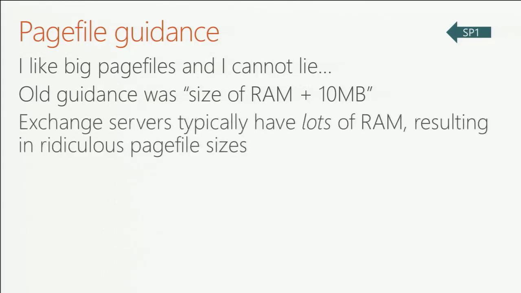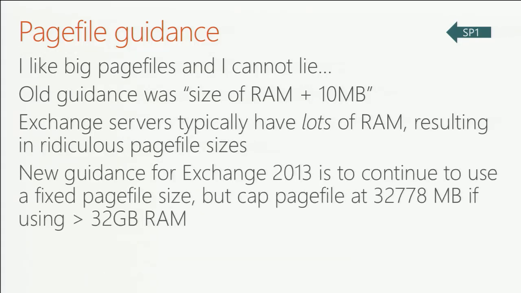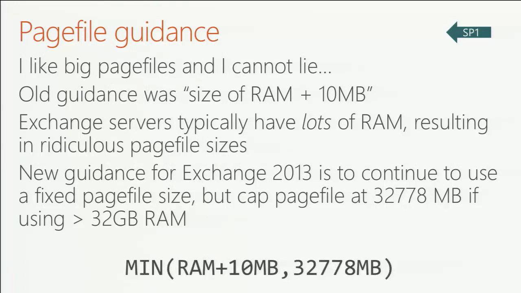Essentially, the new guidance is to cap the page file at 32 gigs plus 10 megs. So if you're deploying with greater than 32 gigs of RAM on your servers, you can now reduce your page file size, likely fairly dramatically. So the way to think of this is, from an Excel formula perspective, it's going to be the smaller of RAM plus 10 megs or that 32 gigs plus 10 megs.